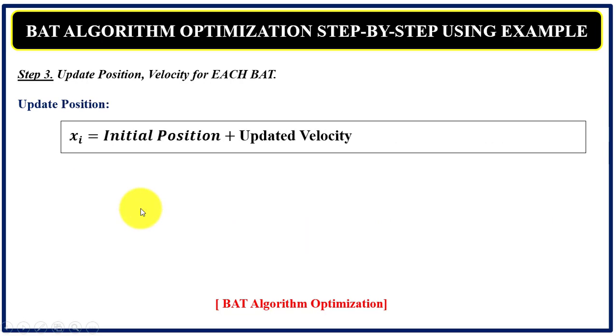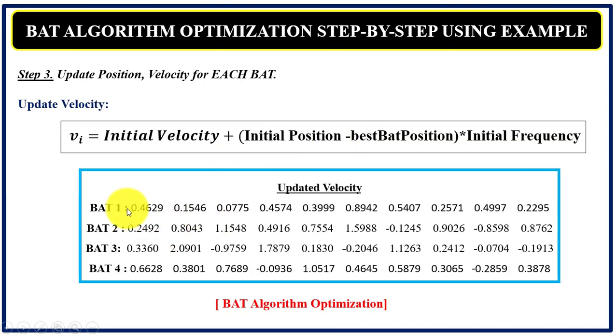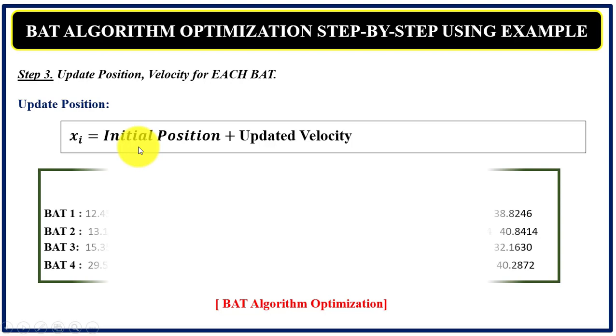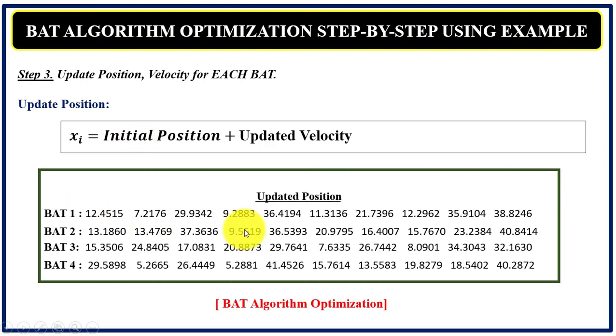Like that we will update the position. How can you update the position? You will add the velocity that you recently computed here, like this one. We will add this velocity to the initial position of each bat. So for each bat we will do this. We will add velocity to the initial position of each bat, and you can see we updated the position for each bat. This one is for first, second, third and fourth.